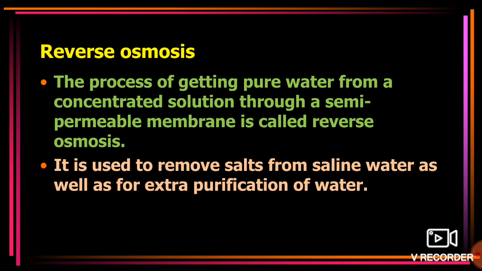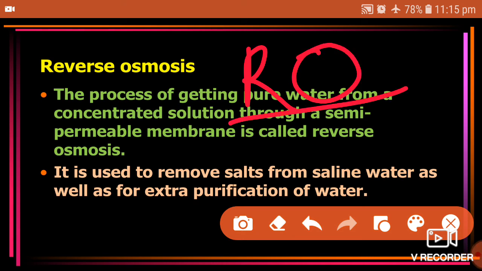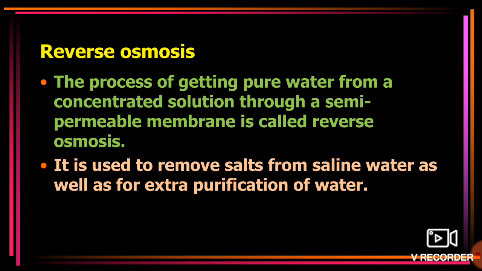And one very common thing you have heard about many times is reverse osmosis. RO is what we are using to purify water. What actually is reverse osmosis? The process of getting pure water from a concentrated solution through a semi-permeable membrane is called reverse osmosis. So we use RO to get pure water. It is used to remove salt from saline water as well as for extra purification of water. Wherever there is impurity in the water, reverse osmosis can remove it.